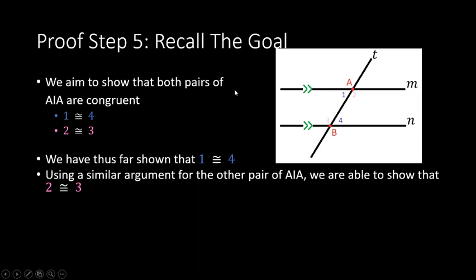So now let's recall our goal. Our goal was to show that both pairs of alternate interior angles are congruent. As of now, we've shown that angle 1 is congruent to angle 4. However, we can use a similar argument to the one we used for angles 1 and 4 to show that angles 2 and 3 are also congruent.